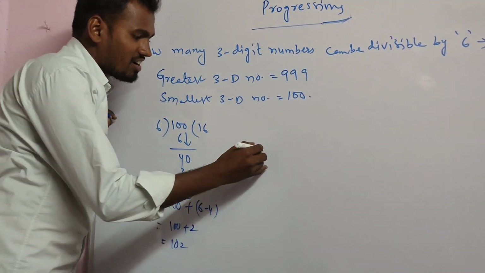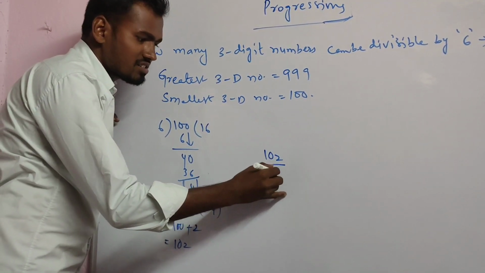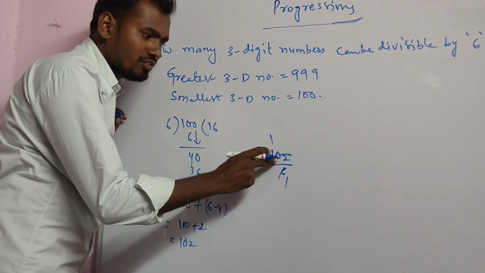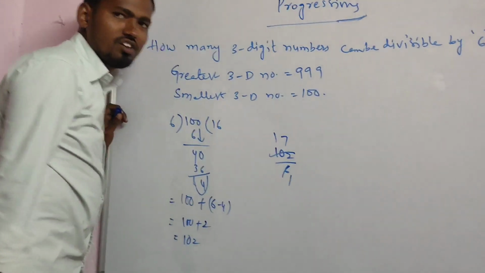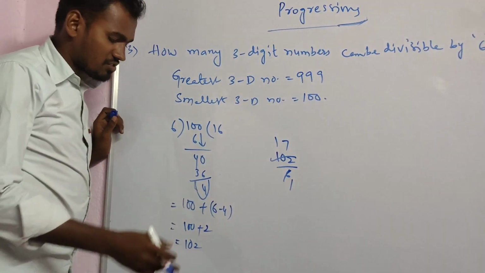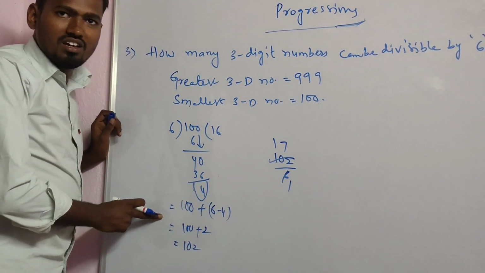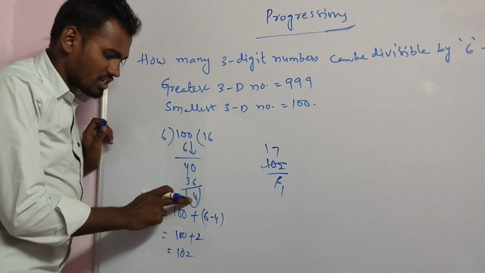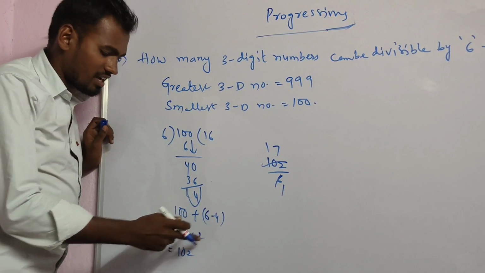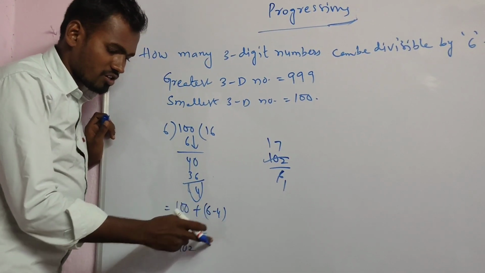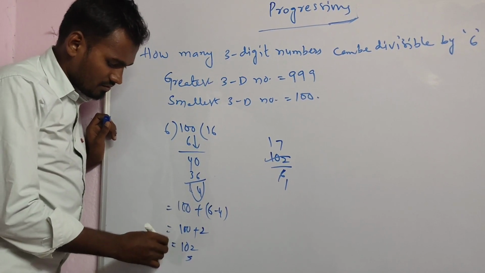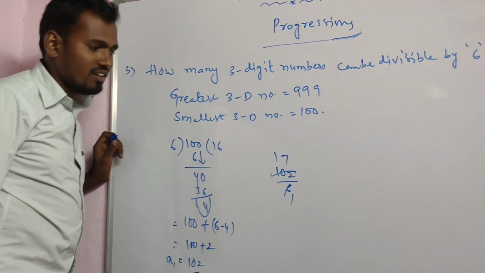Let us check it once. 102 by 6. Then 6 ones are 6. Okay, remaining 4. 42. 6 sevens are 42. So that's why I can do like this. Right? See, 100 plus of 6 minus 4. Okay, then 6 minus 4 is 2. Then 100 plus 2 is 102. This is A1. Okay. Right, see.